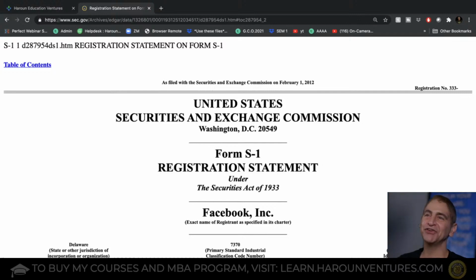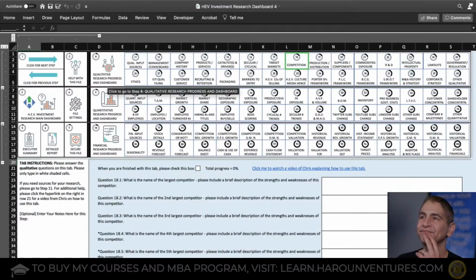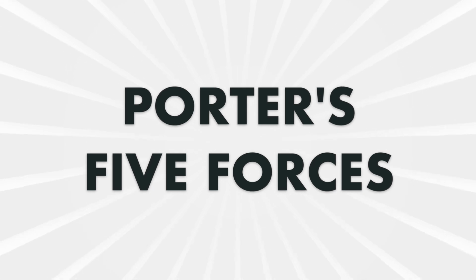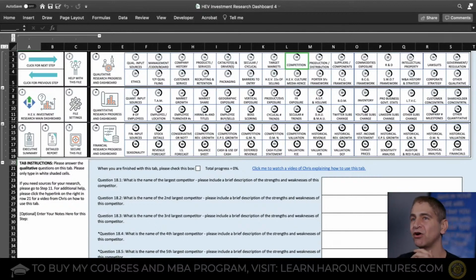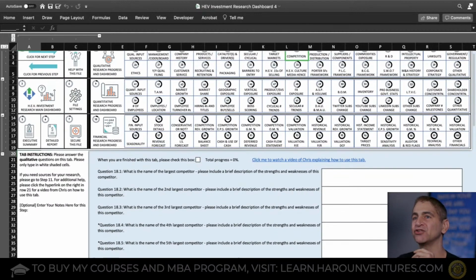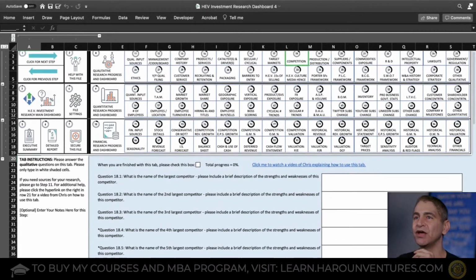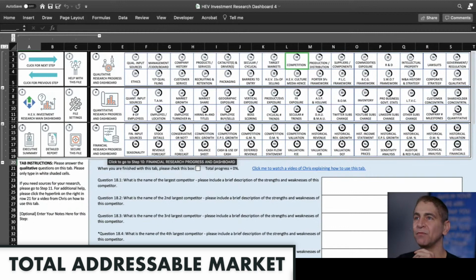Another thing I would do as we look through here is analyze all these items to death until you understand each company in the sector. I've got a ton of frameworks here, like the Porter's Five Forces framework, SWOT analysis, Boston Consulting Group, and a bunch of quantitative and financial metrics, so you can understand the total addressable market as well.